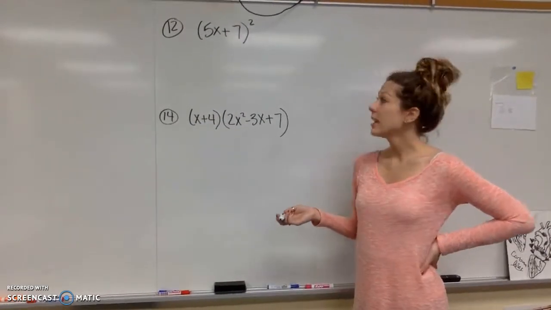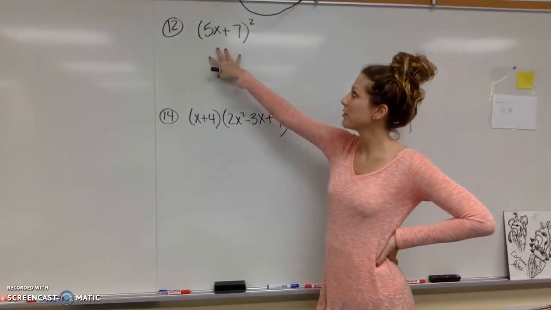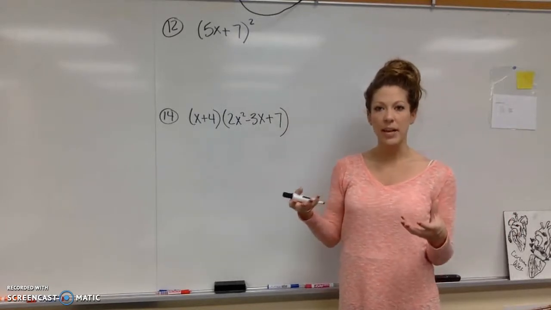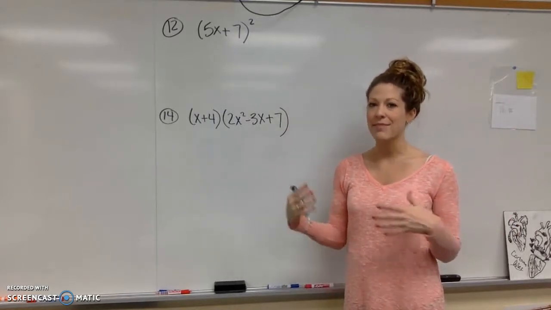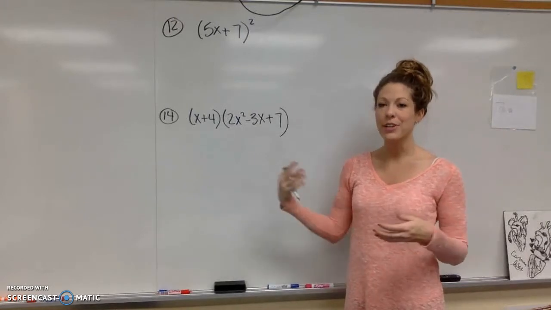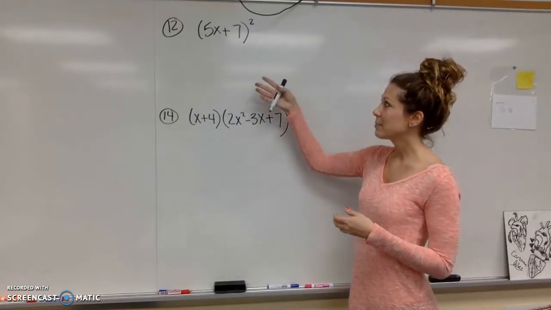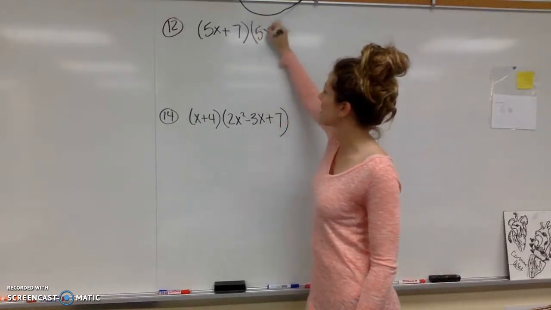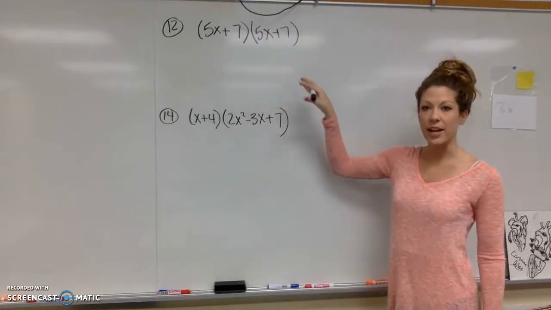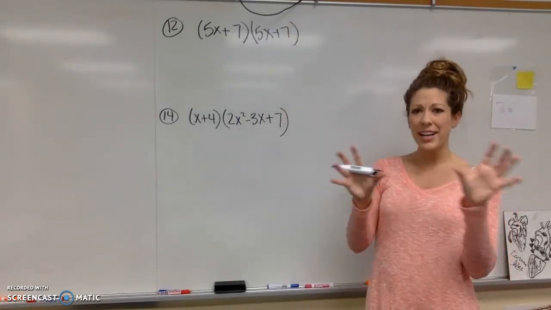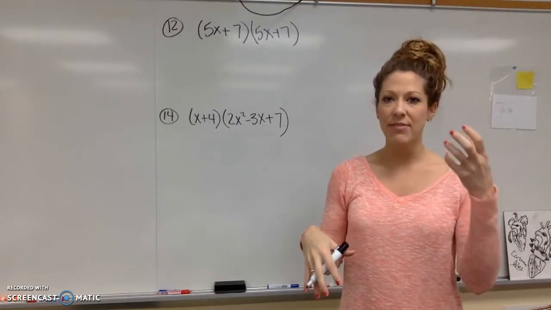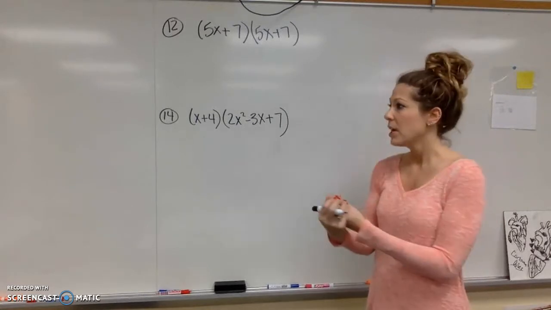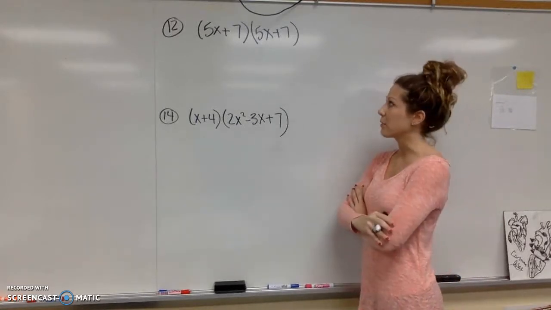Continuing with multiplication, number 12, we have the binomial 5x plus 7 squared. Anytime we square something, we're just multiplying it by itself. So like 5 times 5 is 5 squared, 40 times 40 is 40 squared. So 5x plus 7 squared would be 5x plus 7 times 5x plus 7. This would just be another way of writing it. So you need to write it out as two separate binomials, because if you just take 5x squared and you just take 7 squared, then you're going to be missing your middle term. So now we need to distribute, and that's how we get our middle term there.